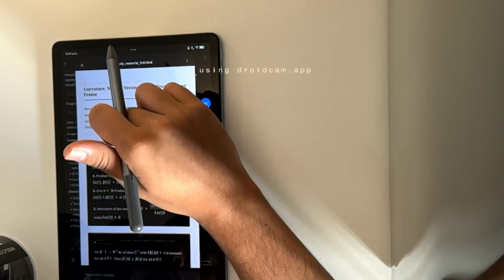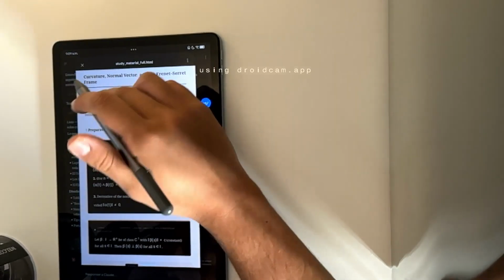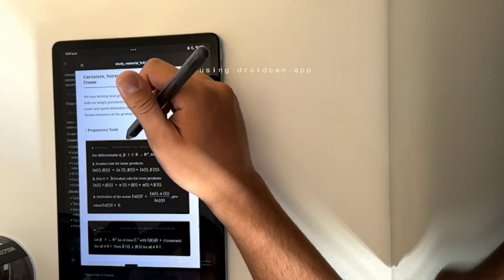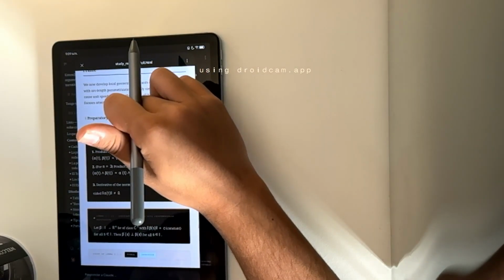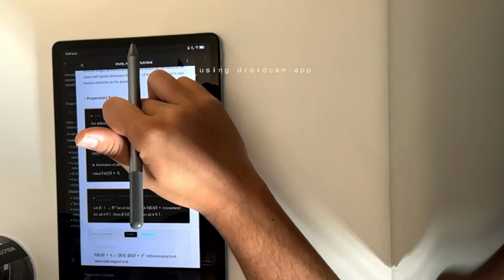Subset of R, Rn, the following hold. Product rule for dot products. Rn equals R3: product rule for cross product. Derivative of the norm.